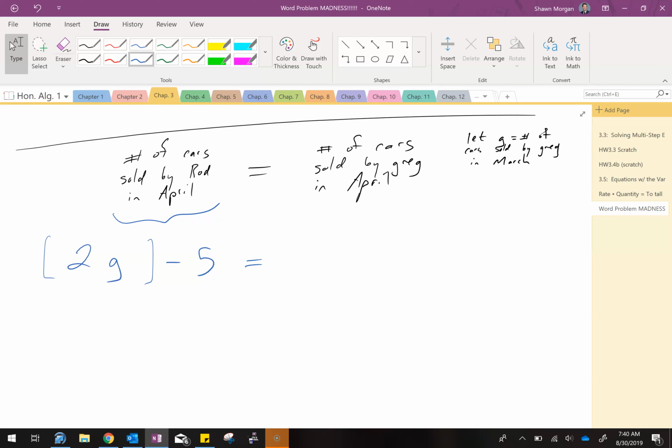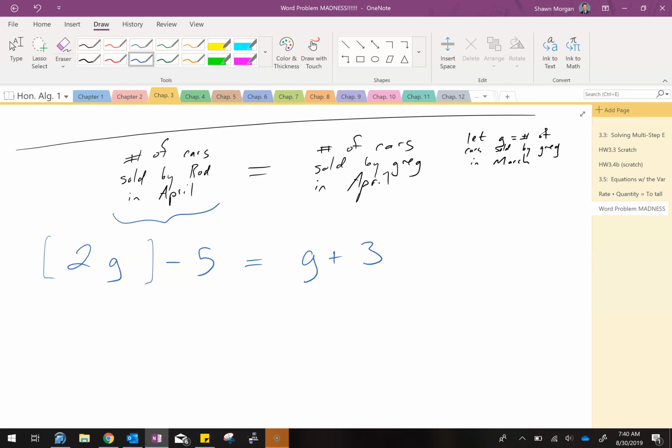Read. Somebody said it. Go for it. He sold G cars in March. And if he sold G cars in March, and he sold 3 more than that in April, G plus 3. And that's how many Greg sold in April. And now, holy cow, what an easy equation. The hard part was writing it. The hard part was coming up with it.